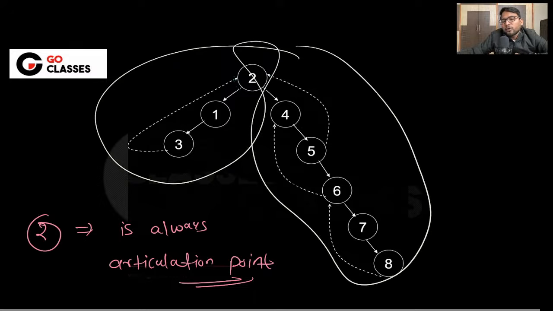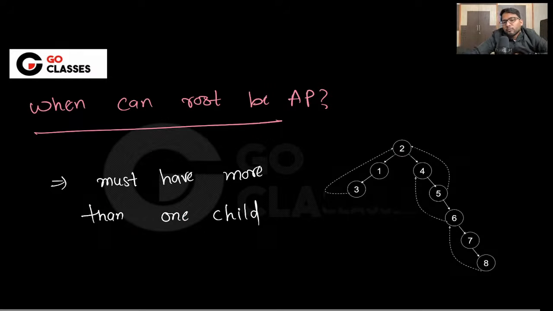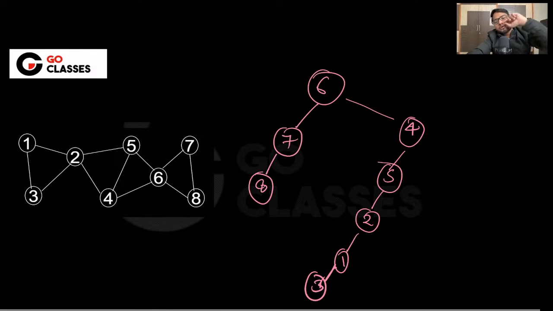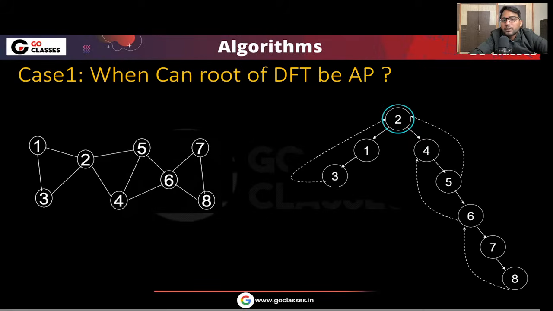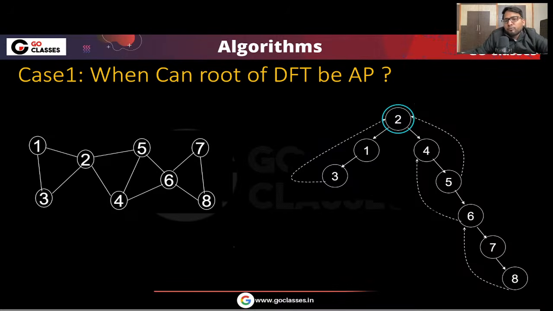So when can the root be the articulation point? Whenever it has more than one child. Why? Because there is no possibility of a cross edge. Since there is no possibility of a cross edge, just by looking at the root, can you not say whether this is an articulation point or not? So when can the root of the DFT, the depth first tree, be an articulation point? Whenever the root has 2 or more than 2 children.